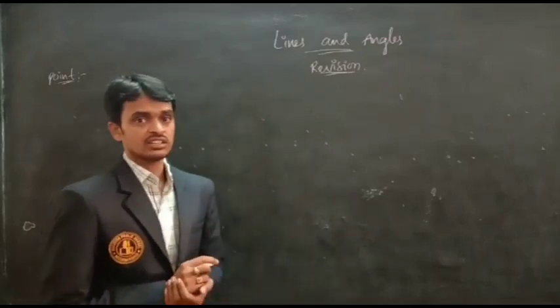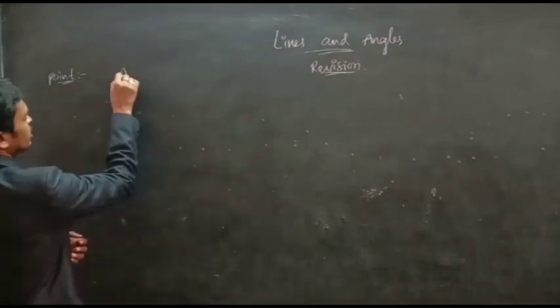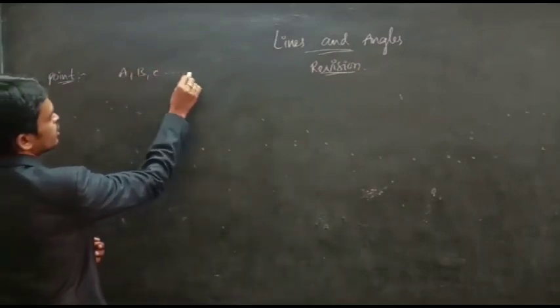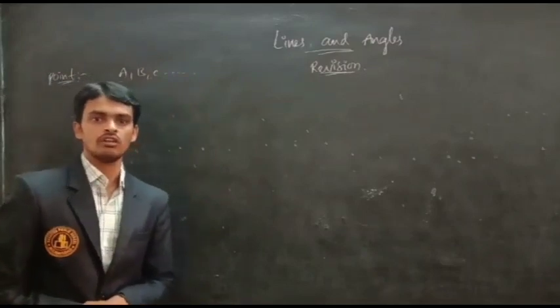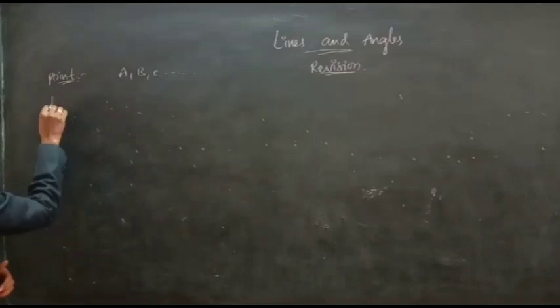Points are always denoted by the capital letters A, B, C, and so on. Next, line.